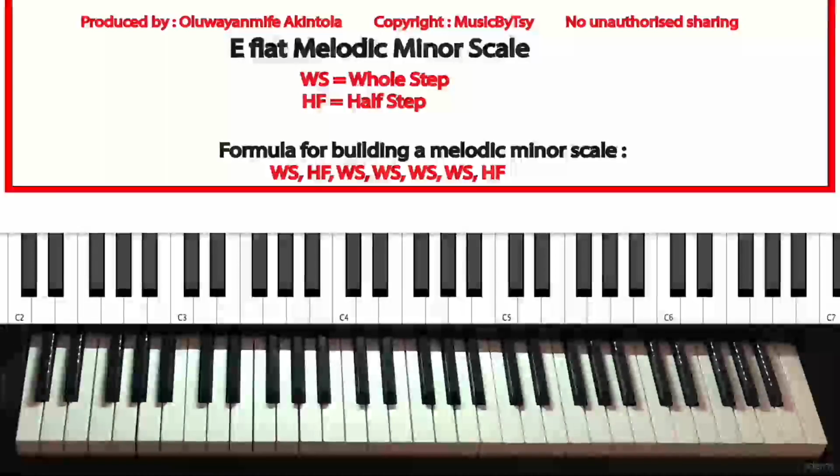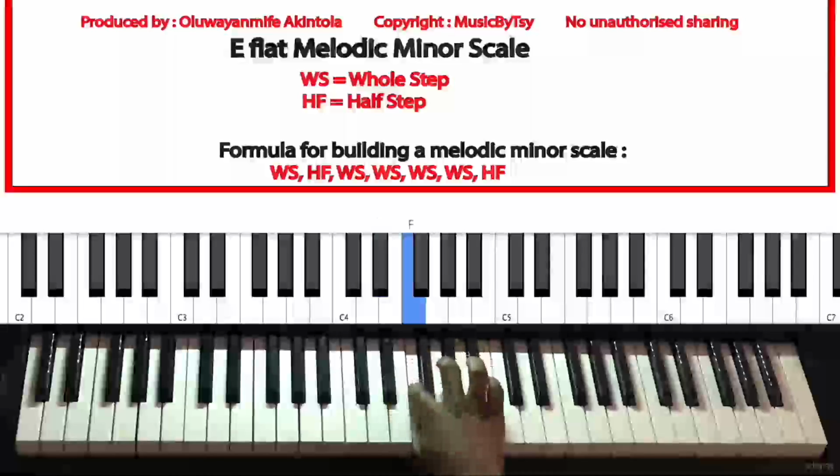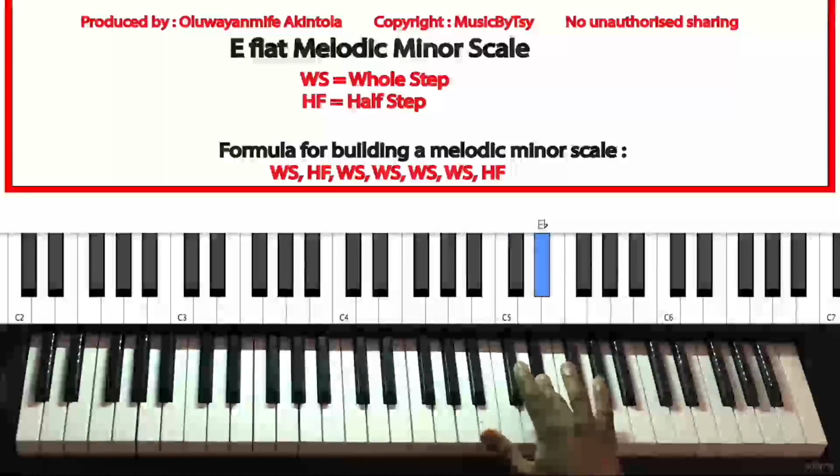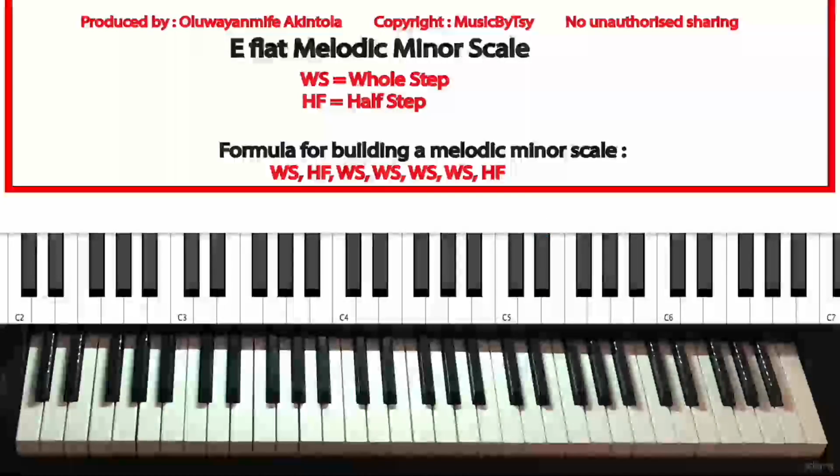Now, just to remind you, the E flat natural minor scale is this. See that? That is the E flat natural minor scale. Now we're going to take this natural minor scale for the key of E flat, and then we're going to increase the 6th note and the 7th note each by a half step, and that is going to give us the E flat melodic minor scale. So yeah, let's do that.